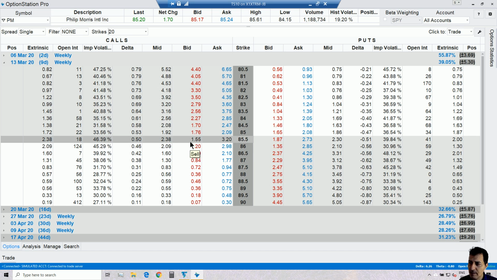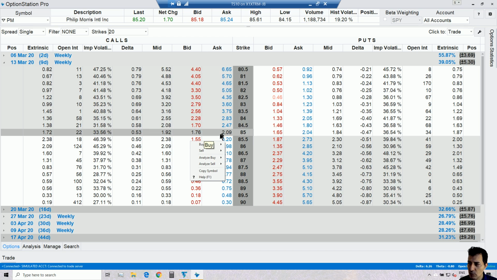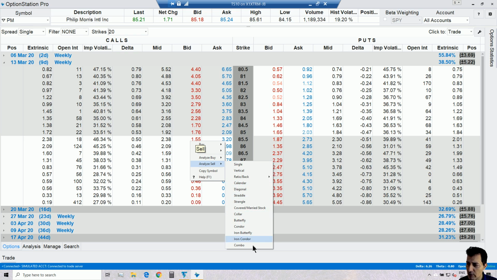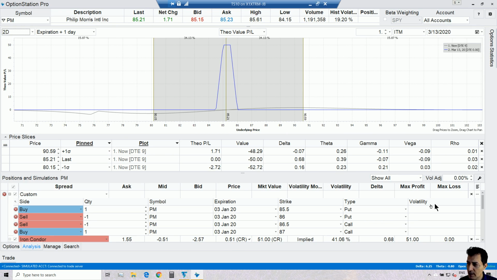From here I'm just going to right click. I'm looking at a huge lack of liquidity here. Those options are not really liquid. But anyway, let's do the process and we'll conclude later what we got. So, Iron Condor with Philip Morris.